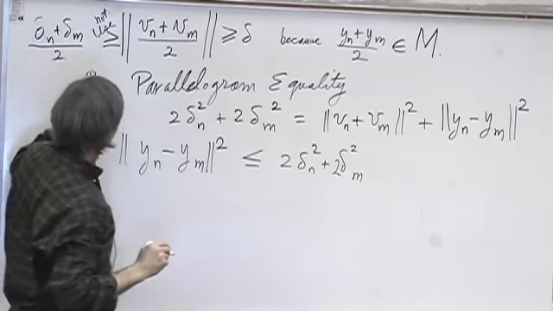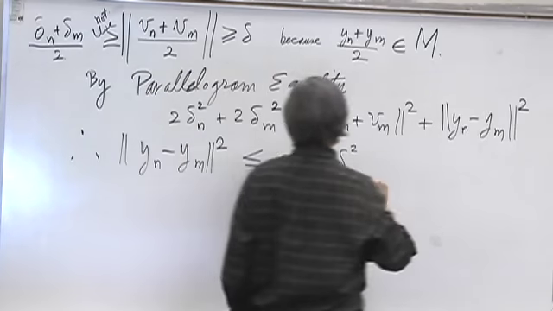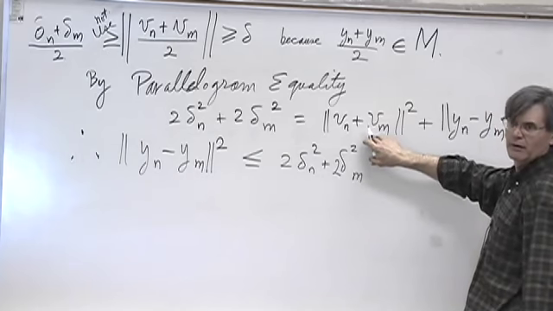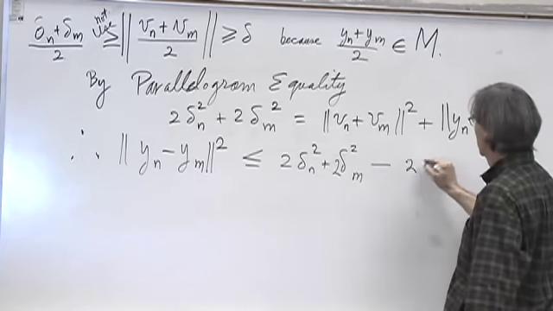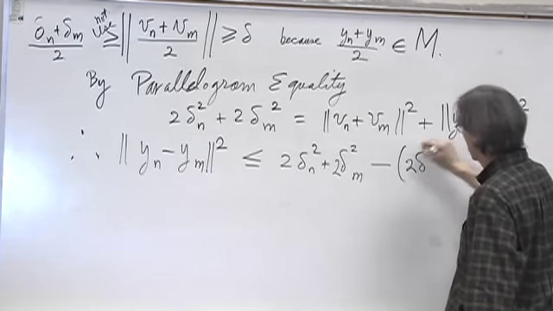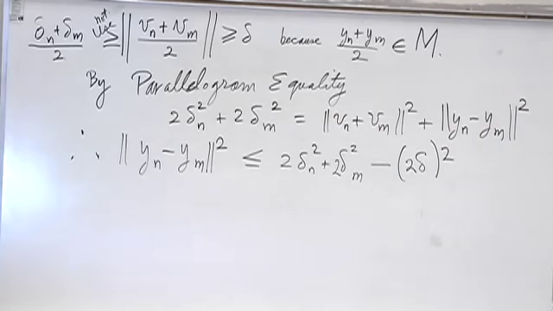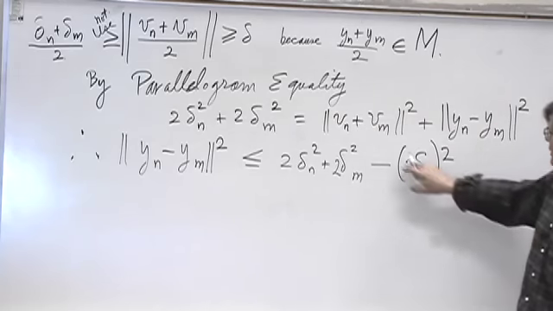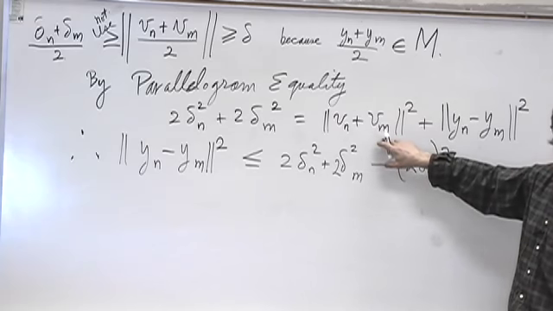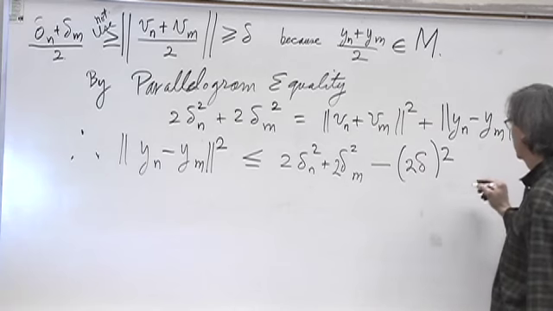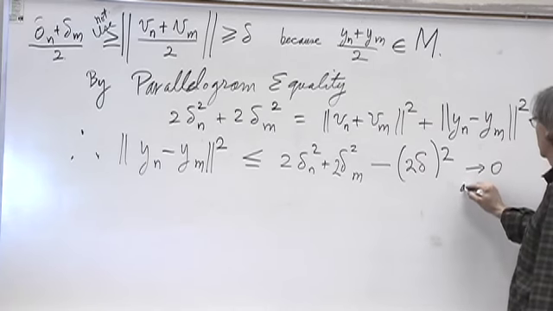Okay? Minus a lower bound for this, which is 2 delta squared. The smallest that this Vn plus Vm could be is 2 delta. All right? So I subtract the smallest thing I could to get a valid upper bound for this inequality, and this goes to 0 as n, m go to infinity.